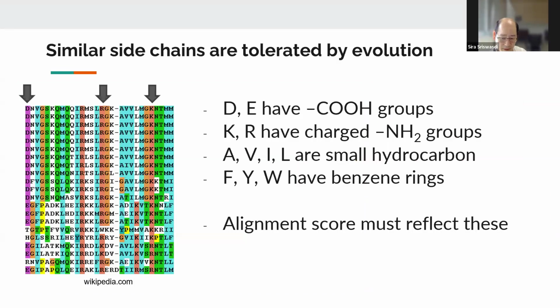So for amino acids, we can group them based on function, and we observe from evolution that if you have a mutation that doesn't change the side chain much, it becomes a different amino acid, but it's still hydrocarbon, or it's still charged, or it's still bulky, nature will tolerate. So it's a mutation that doesn't cause problems. So we can accumulate these mutations.